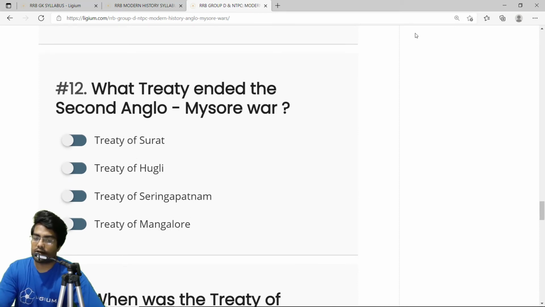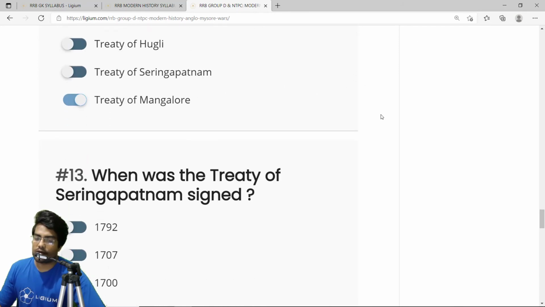What treaty ended the Second Anglo-Mysore War? It was actually the Treaty of Mangalore which ended the Second Anglo-Mysore War.